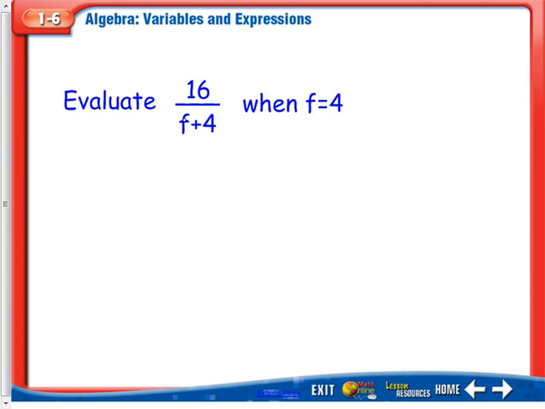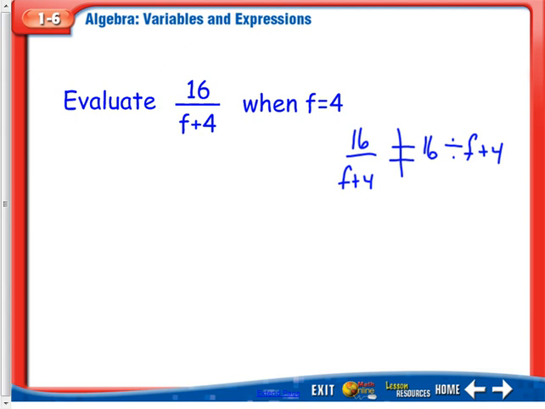All right, evaluate 16 divided by f plus 4. 16 divided by f plus 4. Okay, now this is a very unique problem. Over here I'm going to write some stuff down just to show you something. If I write 16 divided by f, plus 4, and then if I write 16 divided by f plus 4, these two are not the same. Okay, they are not equal.